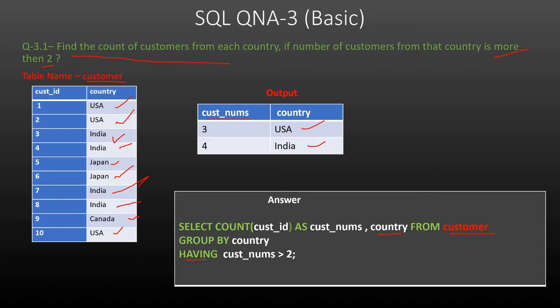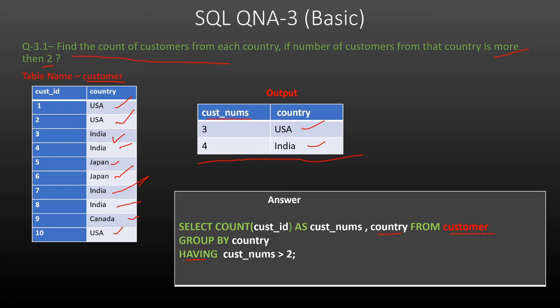And then count will be taken as mentioned over here, and it will be computed on this table. But then we have another condition, having, which says that cust number should be greater than 2. So all the countries with less than 2 or equal to 2 will be removed. So only these two countries will remain in our output.